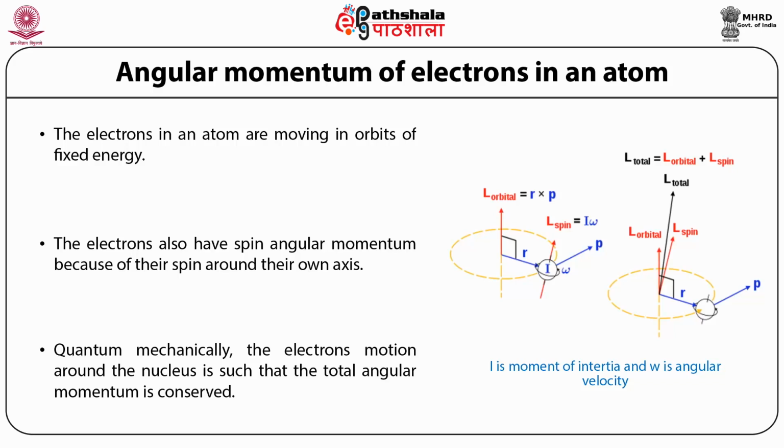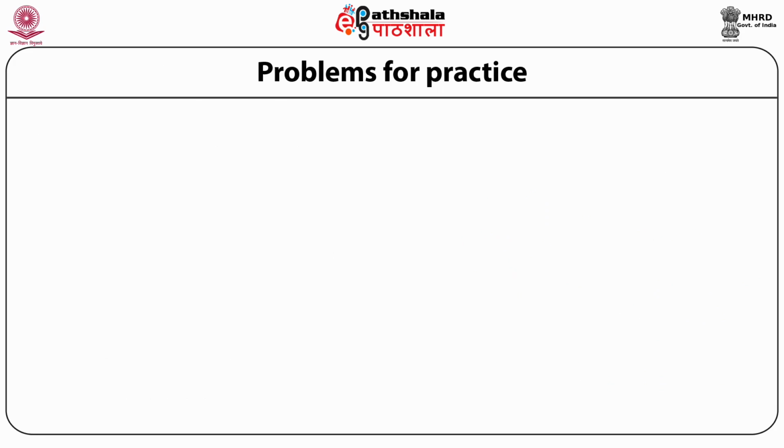can actually estimate, depending on the knowledge of mass of electron and the forces between nucleus and the electron and the size of the orbit, one can estimate what kind of angular momentum, total angular momentum is there in an atom or the electron in an atom. Let's see some problems for practice.